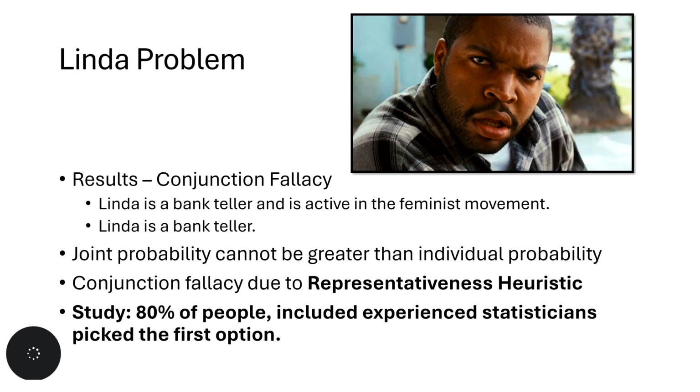Now, the conjunction fallacy tends to happen as a result of the representativeness heuristic, where we tend to look at representations of individuals and how those characteristics can be spread. What's interesting about the Linda study was that 80% of people, including experienced statisticians, picked the first problem. So even people that are trained in statistics and probability were still confounded by their own cognitive processing.